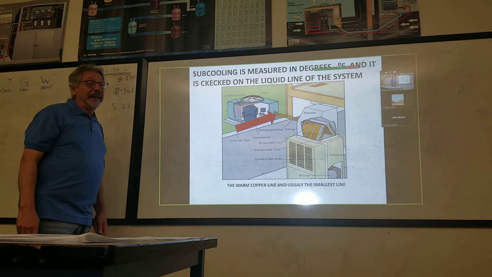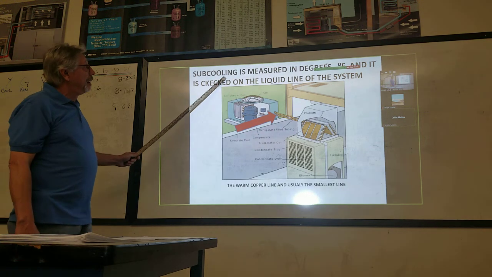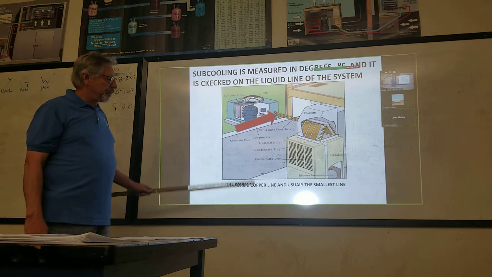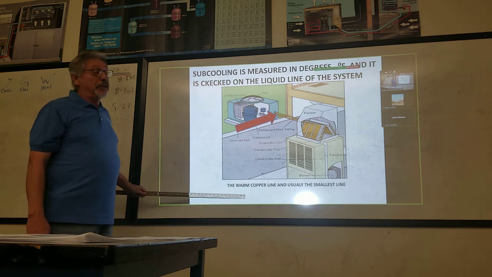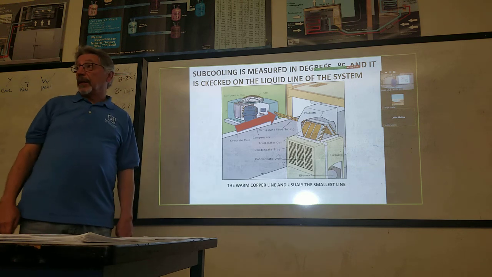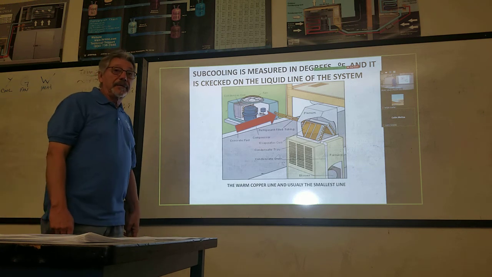Okay, so the liquid line, subcooling is measured in degrees Fahrenheit, and it is checked on the liquid line of the system. And that's usually the warm line, and it's usually a smaller line than the suction line. Okay?